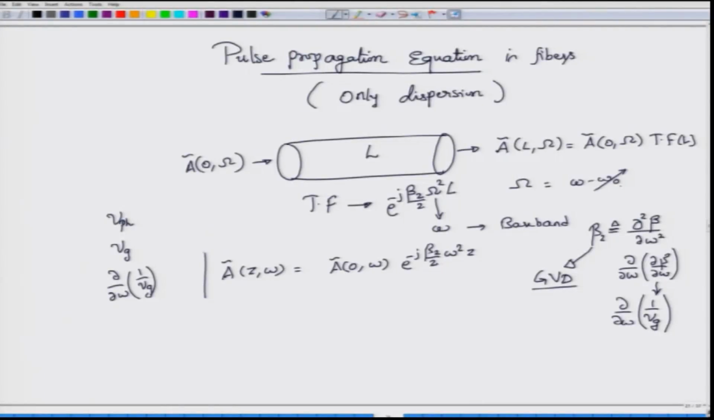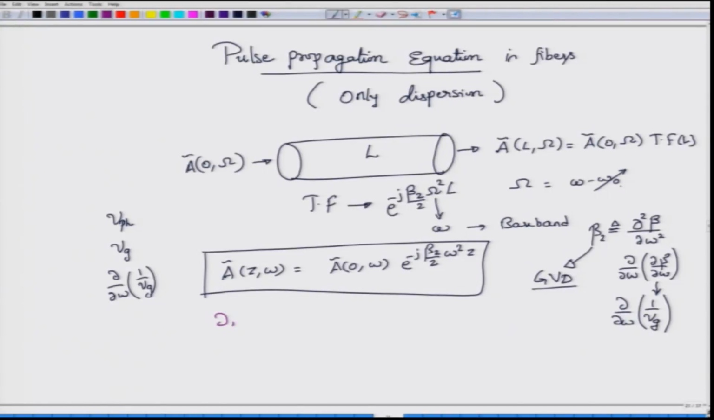Okay. So, this is what we had seen in the last module. I know how to obtain the Fourier transform of the pulse which is propagating, and it has propagated a distance z and is subjected to dispersion beta 2. Therefore, this is how the Fourier transform would look.